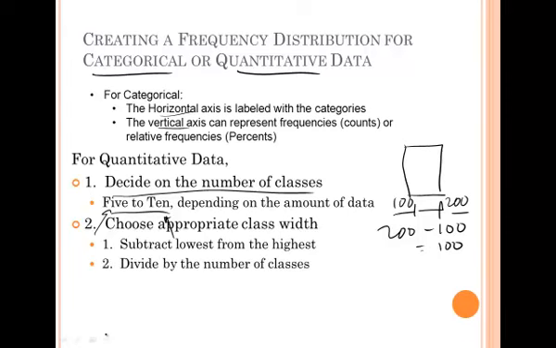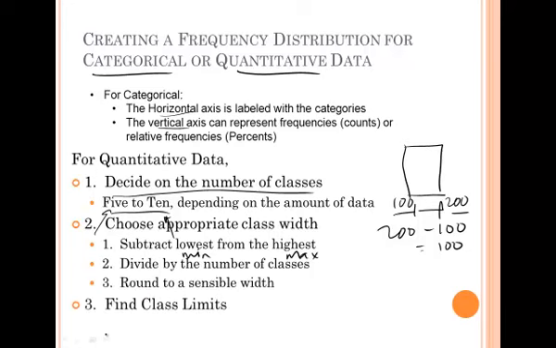In order to determine these classes, we're going to take the minimum value, also known as the lowest. We're also going to take the maximum value in the list, which is the highest, and subtract them. And then we divide by the number of classes. I'm going to show you an example of this, and then round to a sensible width. Then find the class limits and determine the frequency of each class. So remember, the frequency is the count, how many, right?